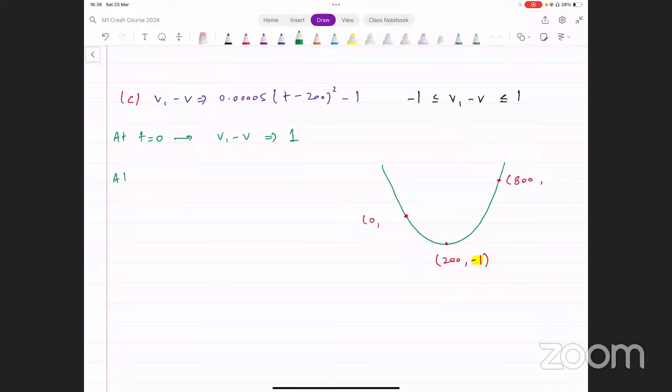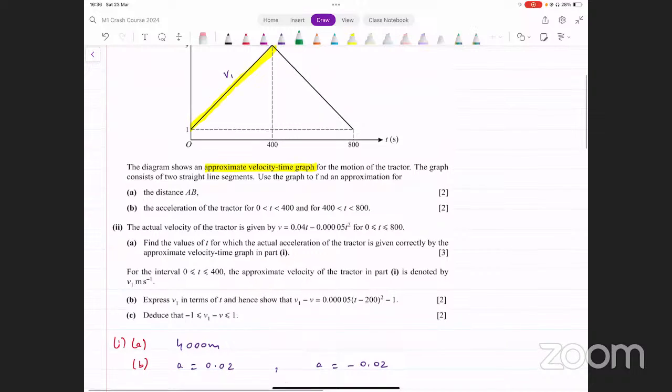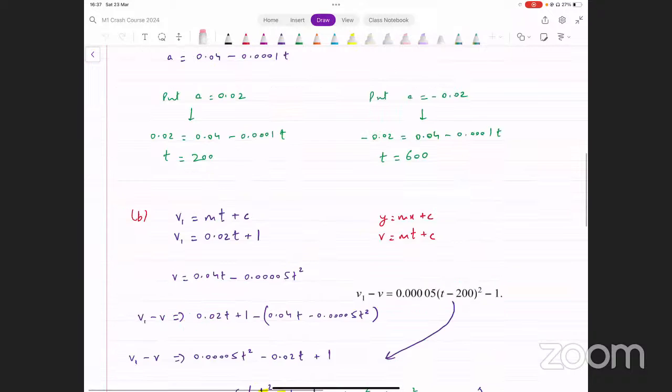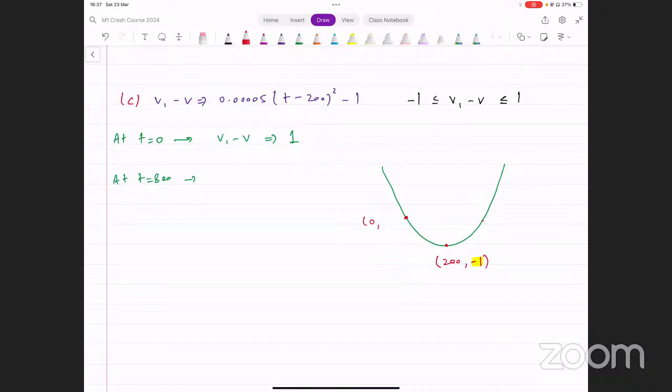And when time equals 800, let's see what we get from that. Or can we have 800? I'm sorry about that. We're actually only talking about the first 400 seconds, not 800 seconds. So we don't have to check at 800. We actually have to check at 400. So the other point is going to be 400.